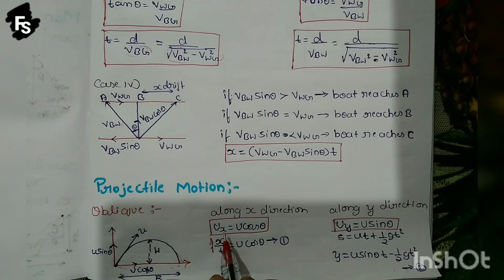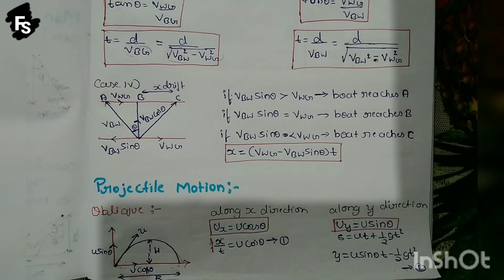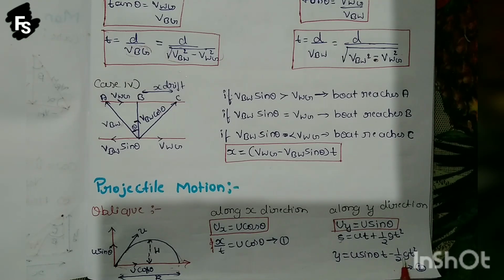So ux means distance by time, x by t is equal to u cos theta. Along y direction, uy equals u sin theta. So s equals ut plus half gt square. If this value is applied, then y equals u sin theta t minus half gt square. Minus means it is in the opposite direction with respect to gravitational force. So y equals u sin theta t minus half gt square.